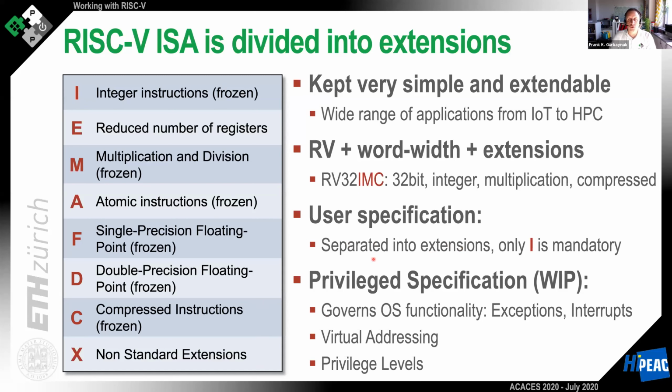And there are also some privilege specifications. This is what you need when you need to run an operating system on it: exceptions, interrupts, virtual addressing, privilege levels, etc. So if you take the example here, RV32IMC means that it's a 32-bit RISC-V. It implements the integer, multiplication, and compressed extensions, which have been defined here. As you can see, some of them are already written frozen, and some of them are not yet frozen. There are also what we have here, the non-standard extensions. We are going to talk about that later on.